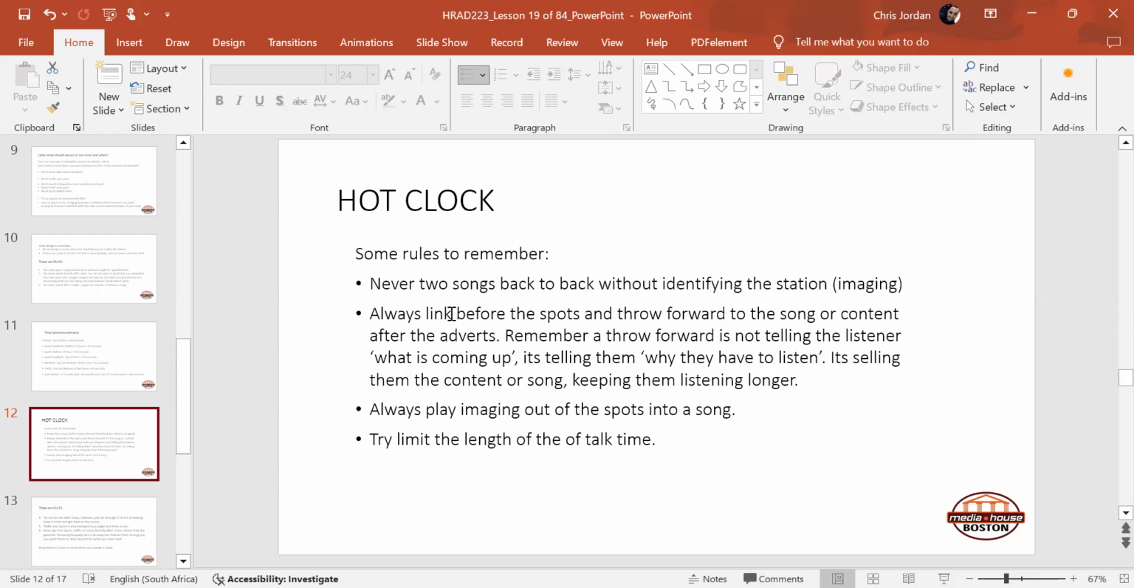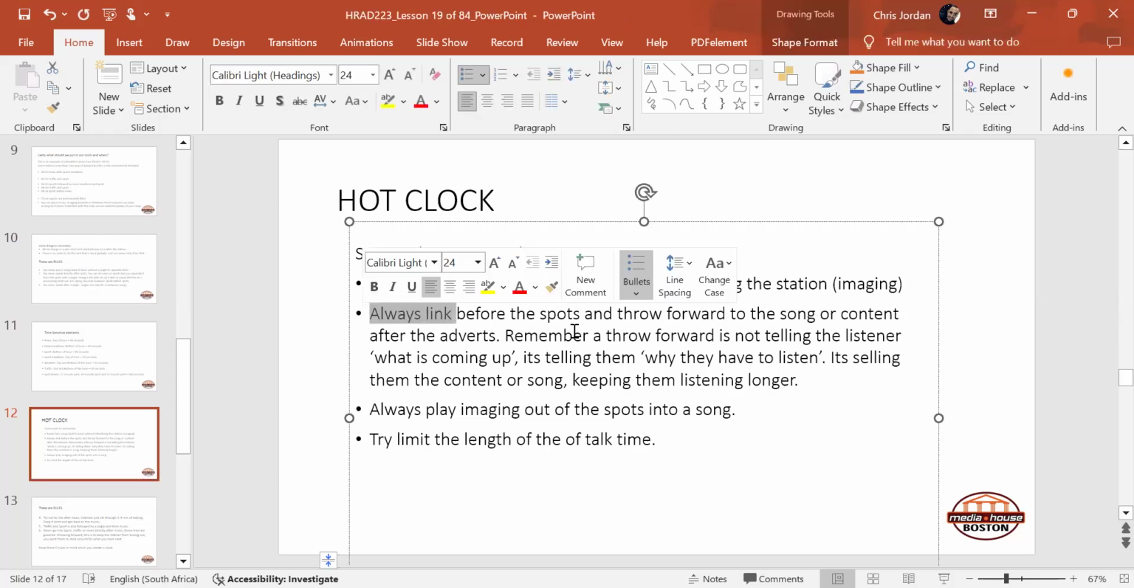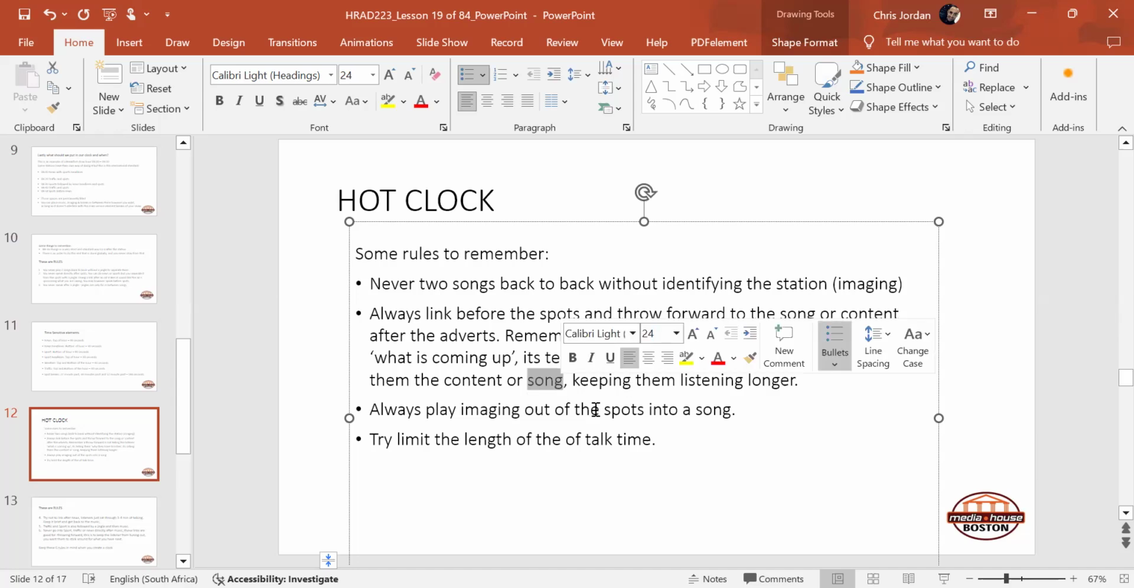Because it's clean and you don't want, like I say, association from spot to song at any one point, right? Remember, a throw forward is not telling the listener what is coming up, but rather why they should actually listen, right? It's what's called a teaser. We're teasing towards what's coming up. It's selling them content, or something cool about the song that you're about to play. Maybe it's mysterious, whatever it may be. There's many different ways in which we can throw forward in terms of a teaser for a song.